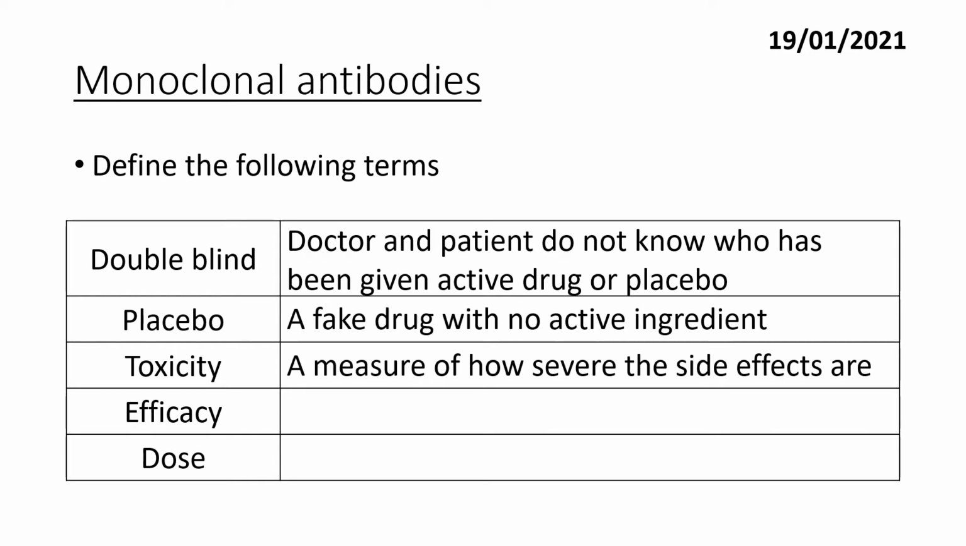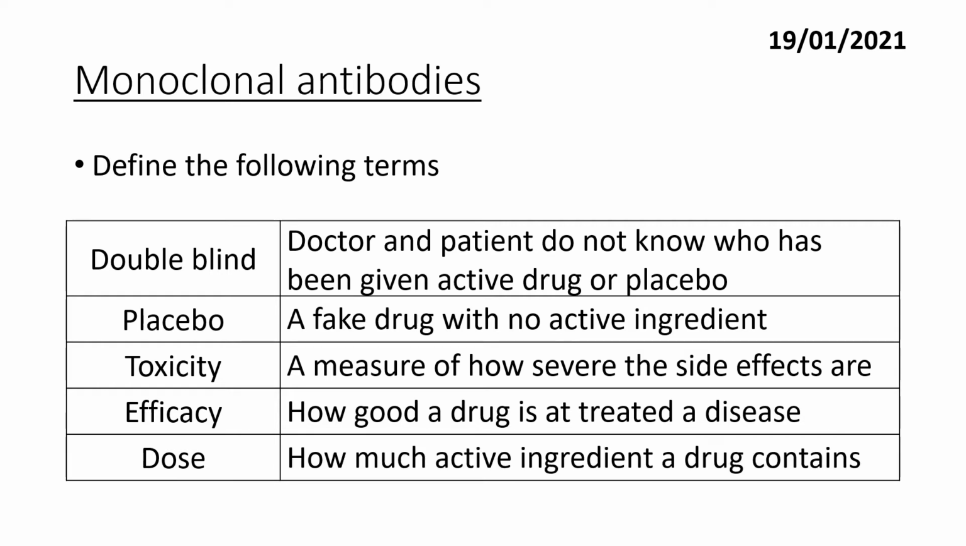Toxicity refers to how severe the side effects of a drug are. Efficacy is about how good a drug is at treating a particular disease. And dose is about how much of the active ingredient a drug contains in order to be effective.